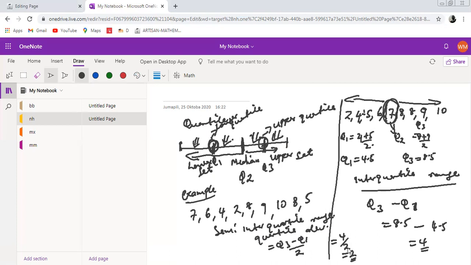So for the ungrouped data, that is how simple we can compute the upper quartile and the lower quartile. And after having the upper quartile and the lower quartile, you can determine the interquartile range, which is Q3, the upper quartile, minus the lower quartile, and the semi-interquartile range, which is Q3 minus Q1 over 2.